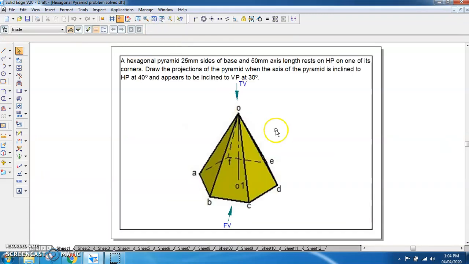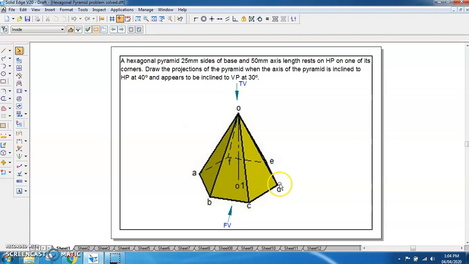So we'll see what is a hexagonal pyramid. So this is the hexagonal pyramid, or the pictorial representation of hexagonal pyramid. So this hexagonal pyramid is having a base side. Okay, so A, B, C, D, E, F is the base of this hexagonal pyramid, and each side is 25 mm, which is given in the problem statement, and the axis O1 is 50 mm. It is resting on HP with one of its corners.